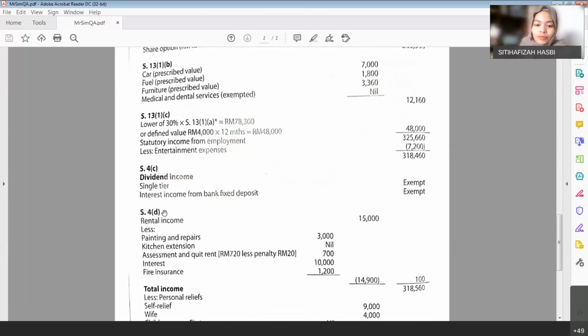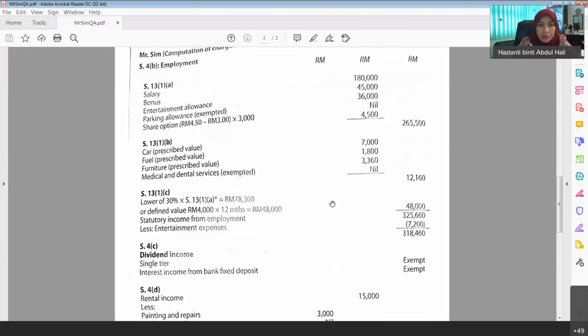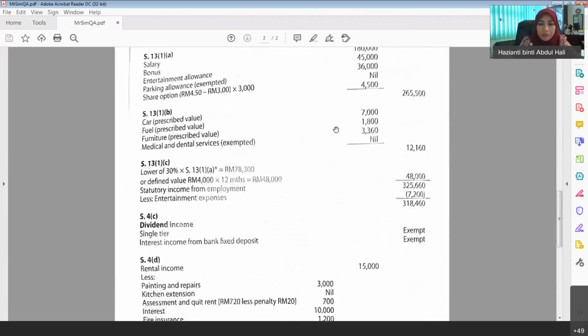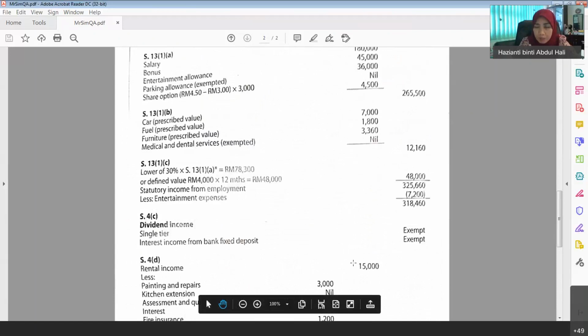Alright. And then we have rental income. Okay, so for rental income, look at the schedule here. The rental income is from January until April, 6,000. July until December, 9,000. Tambah je. 6 plus 9, you get 15,000. Okay, but we have the expenses. So, kita kena tengok balik lah. Based on the expenses, which one are actually allowable and which one are not allowable.